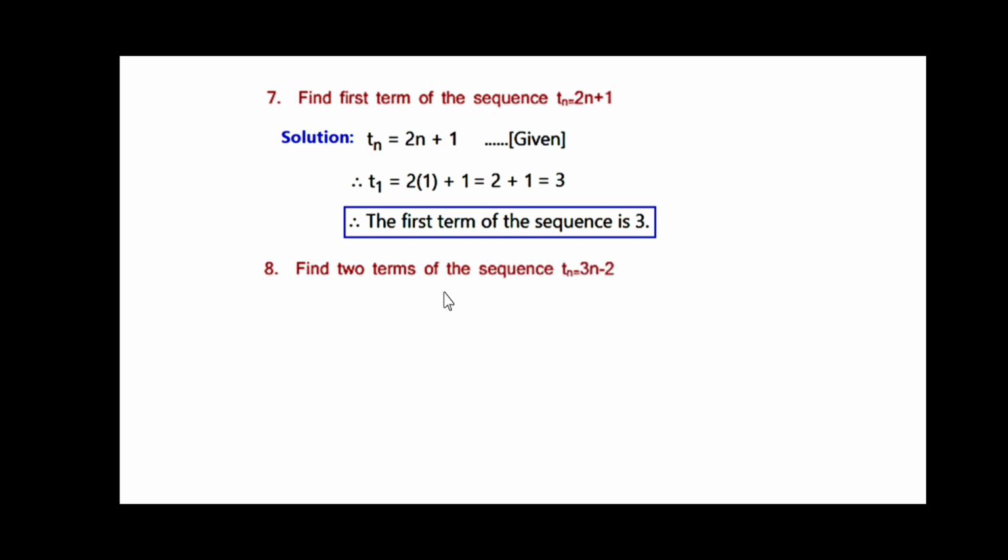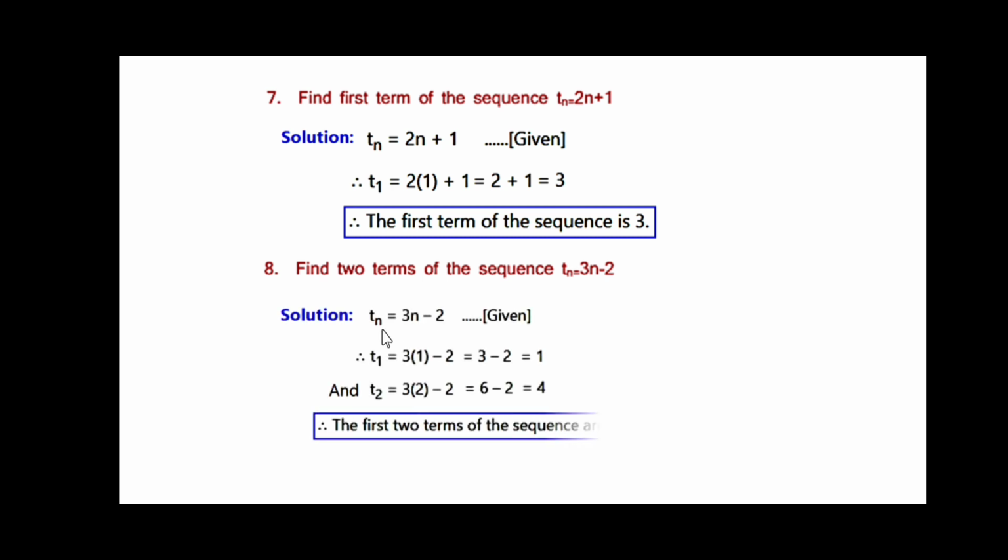Find the first two terms of the sequence Tn is equal to 3n minus 2. We will calculate the first two terms here also. So the solution could be: it is given that Tn is equal to 3n minus 2. n is equal to 1, that is the first term. 3 into bracket 1 minus 2, n's value is kept as 1. 3 ones are 3 minus 2. So 3 minus 2, that is 1. Again, for the second term n is equal to 2. T2 is equal to 3 into bracket, again the value of n is 2, 3 into bracket 2 minus 2. 3 twos are 6 minus 2, that is 4. So you can say that the first two terms of the sequence are 1 and 4.